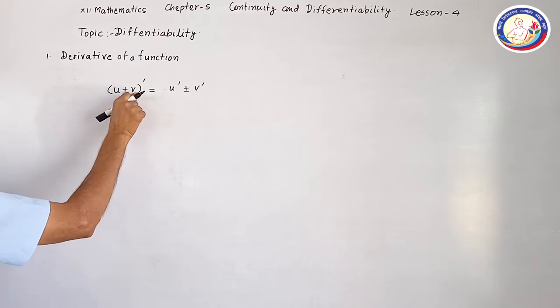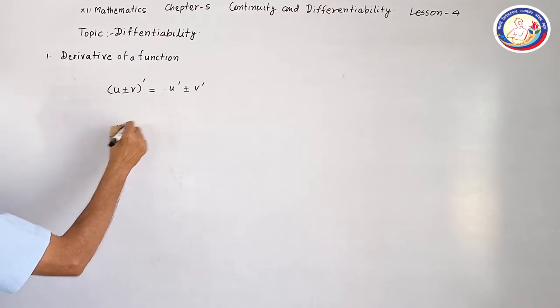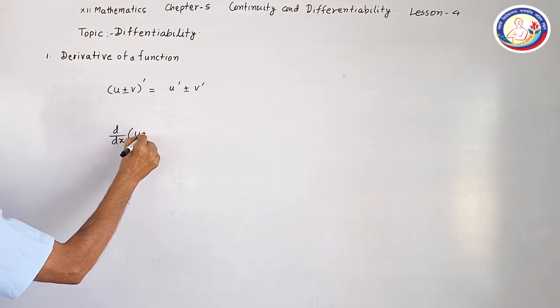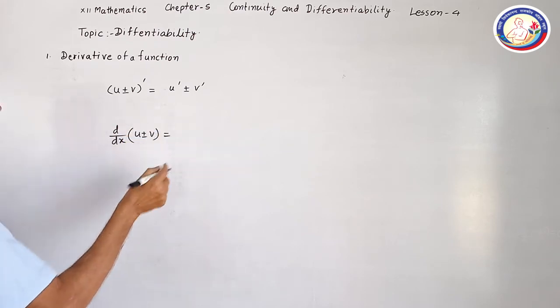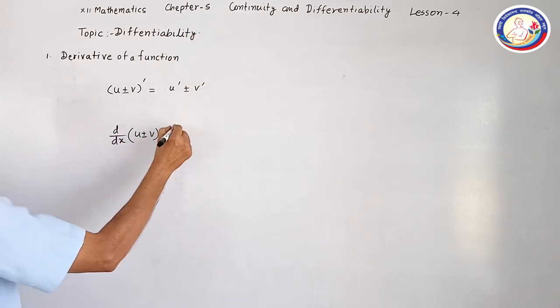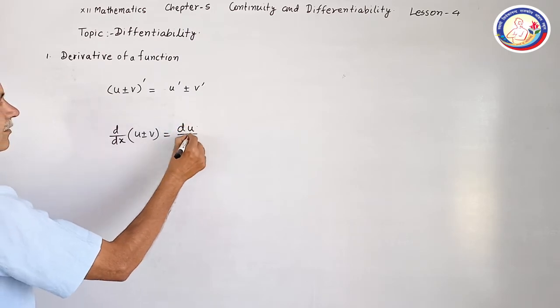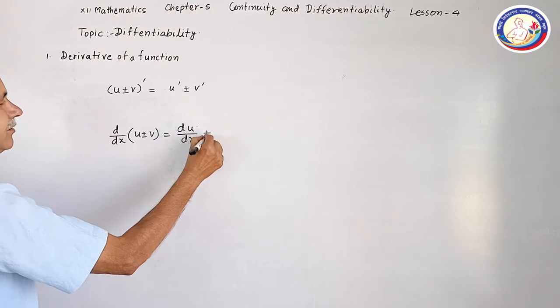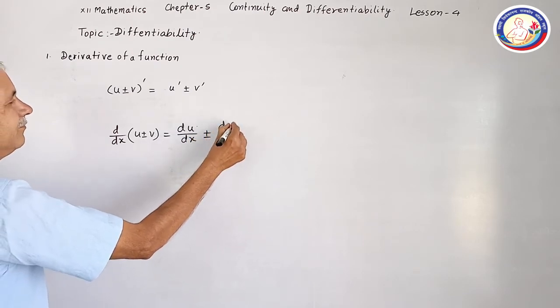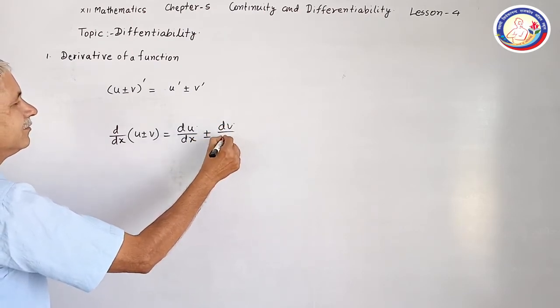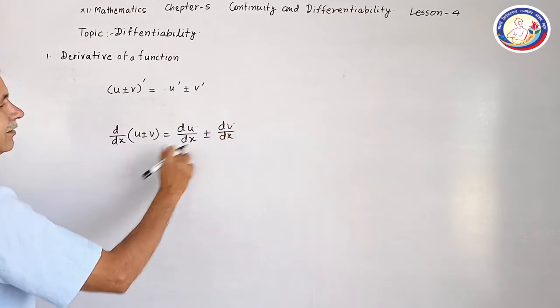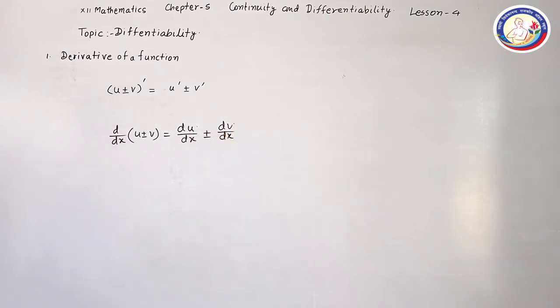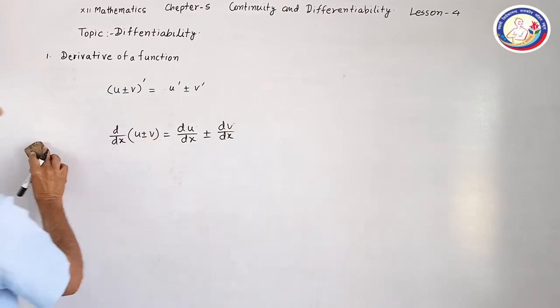If we write here, if we differentiate u plus v or u minus v with respect to x, this will be written in another form: the derivative of u with respect to x plus or minus the derivative of v with respect to x. This is the first rule. We will apply it later.